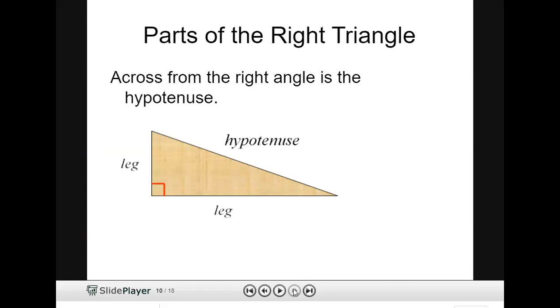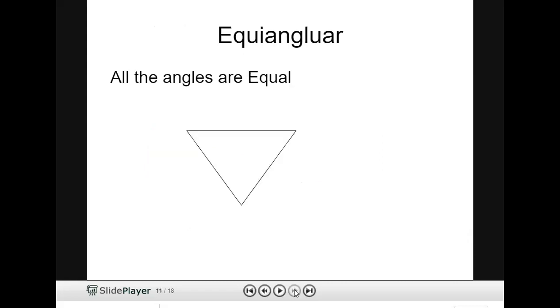For right triangles, we have two legs and the longest side is called the hypotenuse, which is across from the right angle. The hypotenuse is the longest side in the right triangle, or we can call it the side opposite to the right angle. All the angles are equal in an equilateral triangle, so we can denote it as equiangular. The word equiangular means that all the angles are equal.